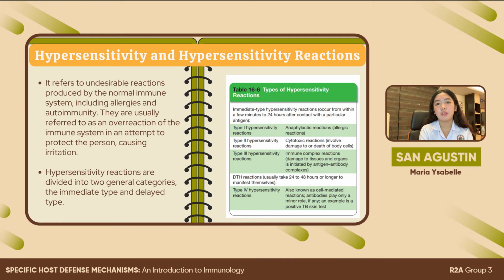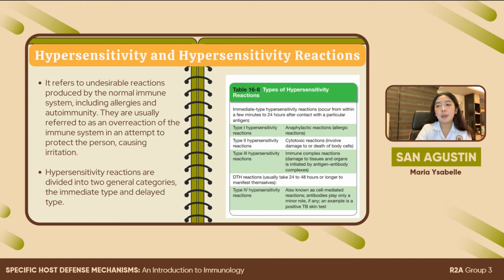Hypersensitivity reactions are divided into two general categories, the immediate type and delayed type. The immediate type hypersensitivity reactions occur from within a few minutes to 24 hours after contact with a particular antigen. There are three categories of immediate type hypersensitivity reactions, referred to as type 1, type 2, and type 3. A delayed type hypersensitivity or DTH reaction usually takes more than 24 hours to manifest itself. DTH reactions are also known as type 4 and cell-mediated reactions.